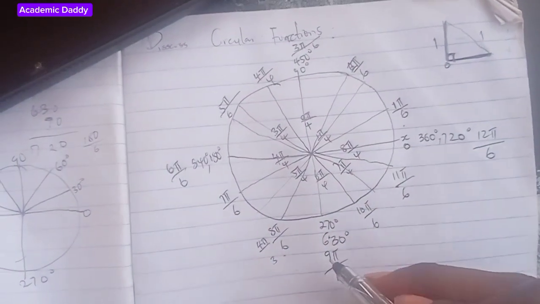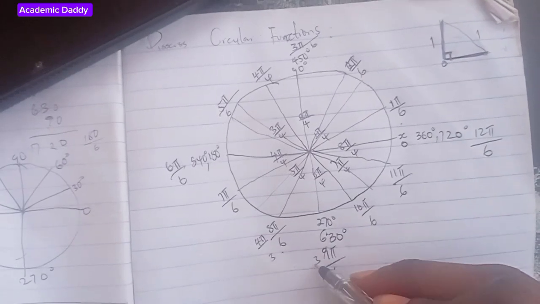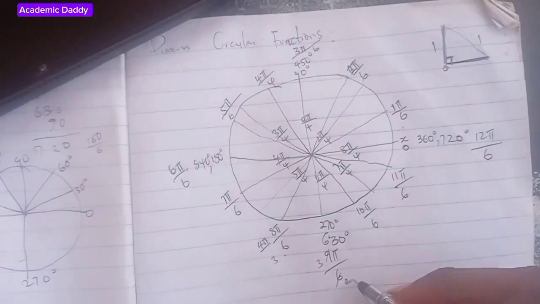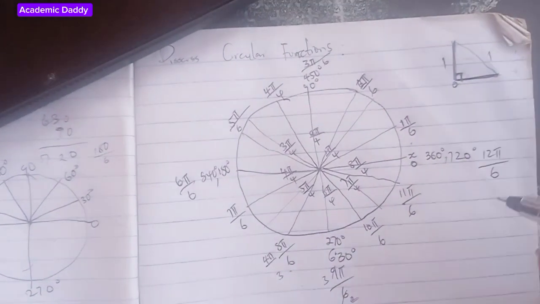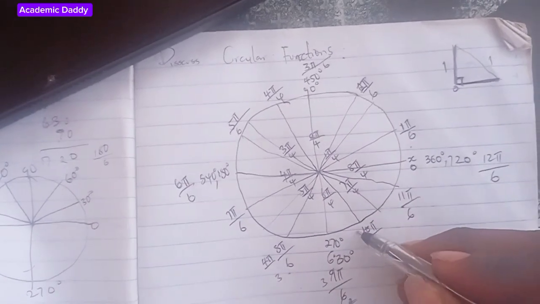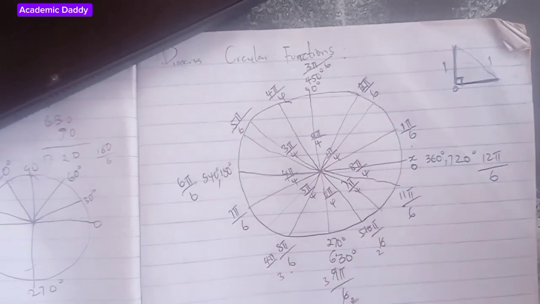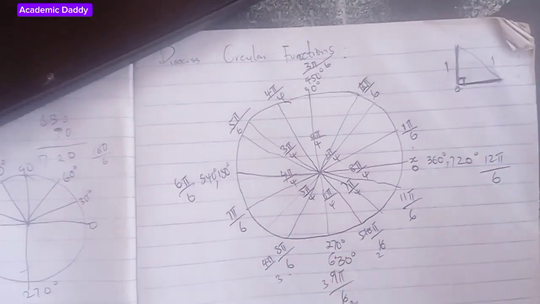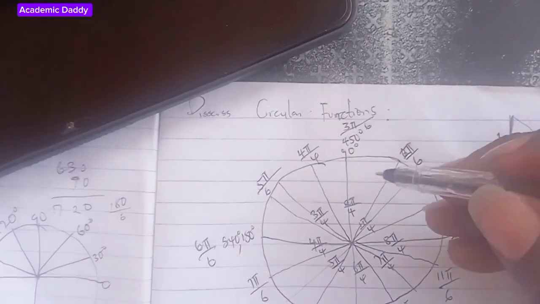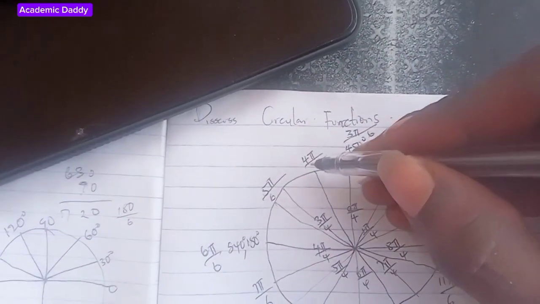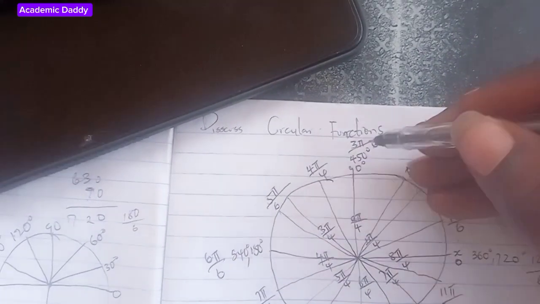Then 9 over 6, 3 goes into 9, 3, 3 goes into 6, 2. This can be the same thing as saying 3 pi over 2. Here, 2 goes into 10, 5, 2 goes into 6, 3. Wait, 2 goes into 10 is 5, and into 4 is 2; this can be the same thing as saying 5 pi over 2. So depending on how you see this in some books, here that you have 120, where is that 120?